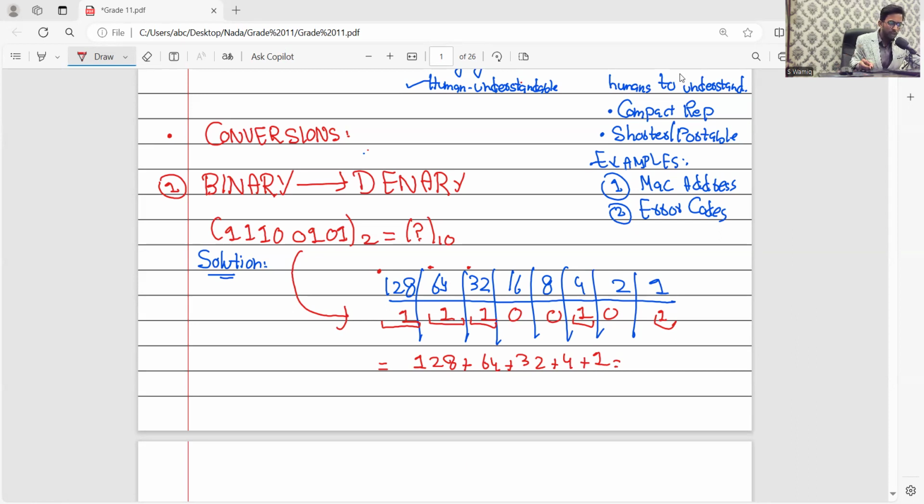So the final answer is 229 with base 10. And you need to remember one thing here: no calculators are allowed. You need to do it on your own. So that's the first conversion. I hope that it's clear. With the same method, you can complete any other conversion.